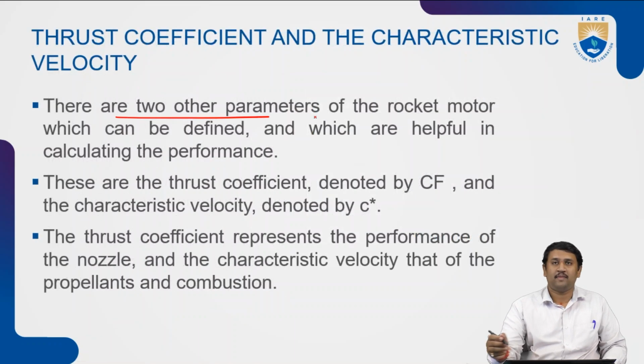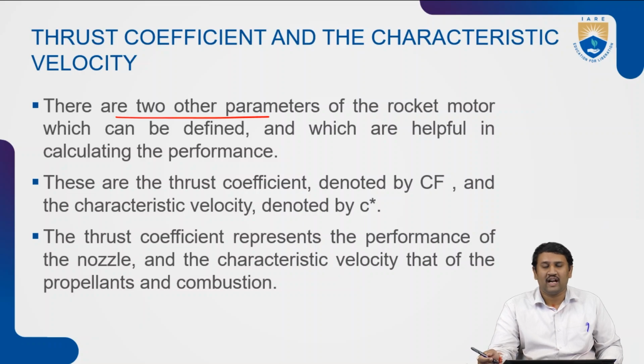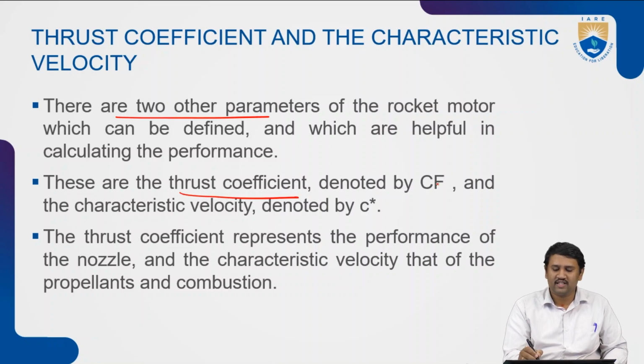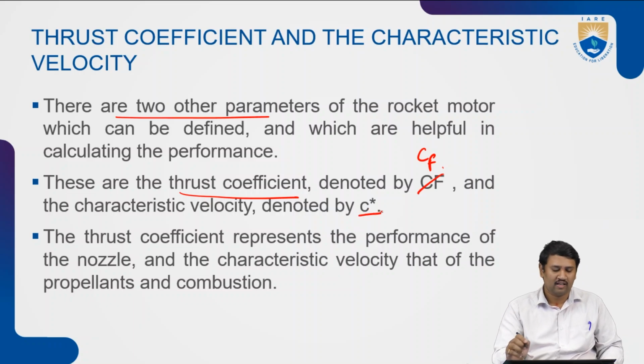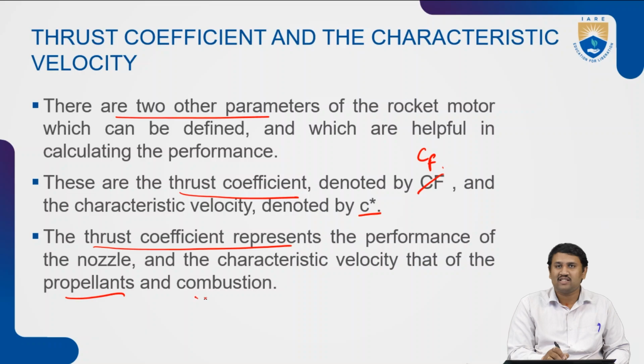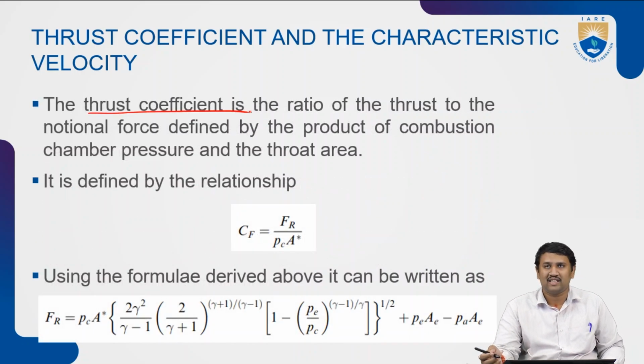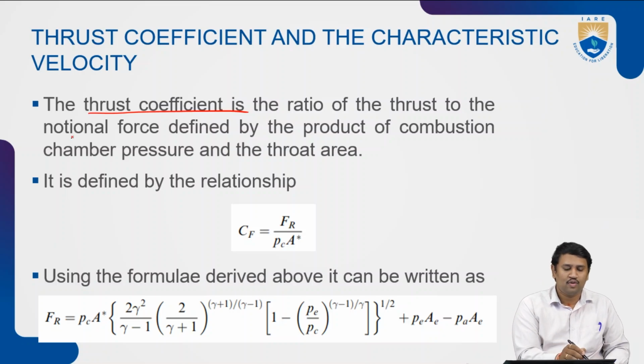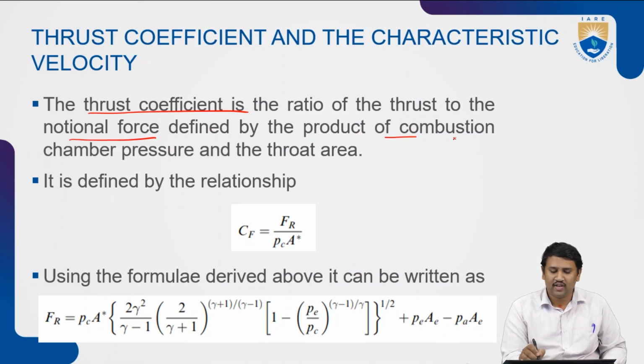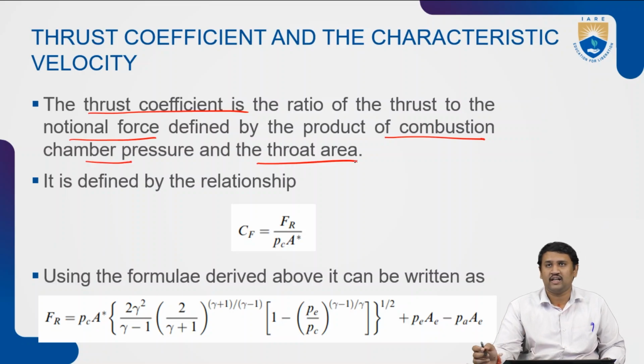Now, there are two other parameters of the rocket motor which can be defined and which are helpful in calculating the performance. These are the thrust coefficient, denoted by C suffix capital F, and the characteristic velocity, denoted by C star. The thrust coefficient represents the performance of the nozzle, while the characteristic velocity represents that of the propellant as well as the combustion. The thrust coefficient is the ratio of the thrust to the notional force defined by the product of the combustion chamber pressure and the throat area.